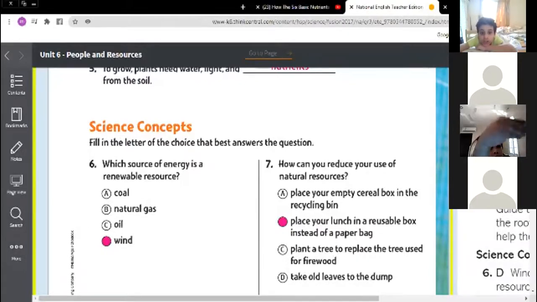Because plants take the chemical we breathe out and turn it back into oxygen, so we can find wind every day. Can we live without wind? Nope. Okay, thank you, Ibrahim.